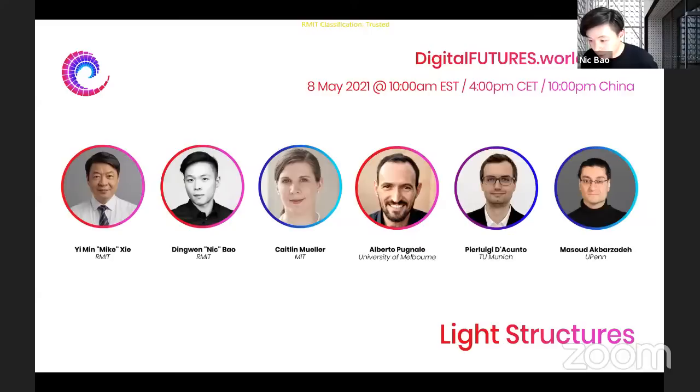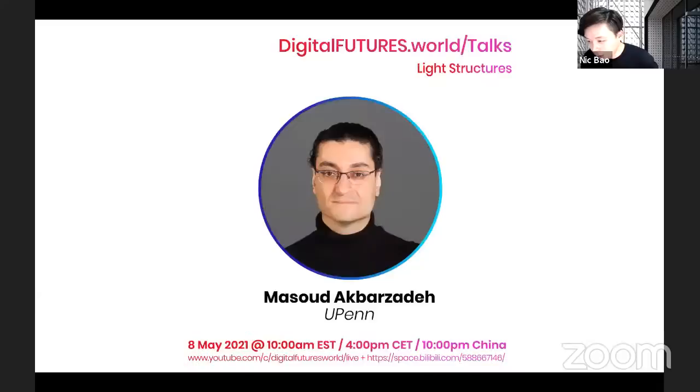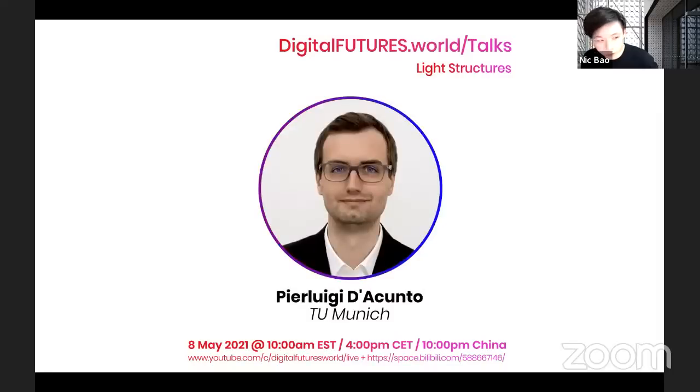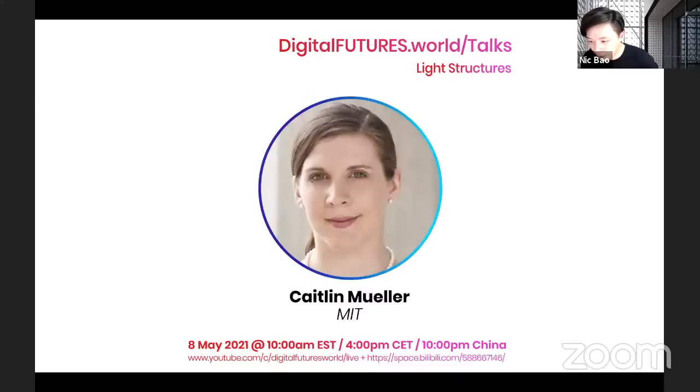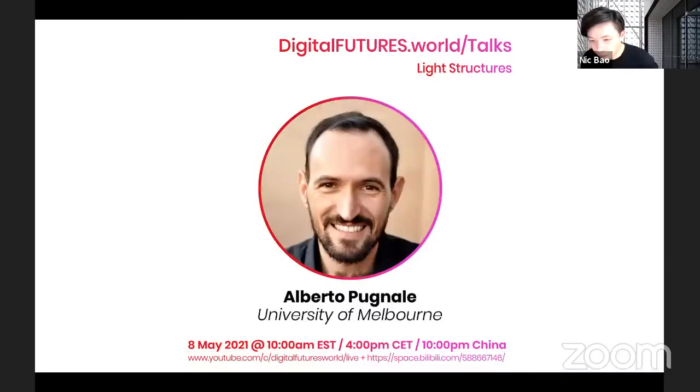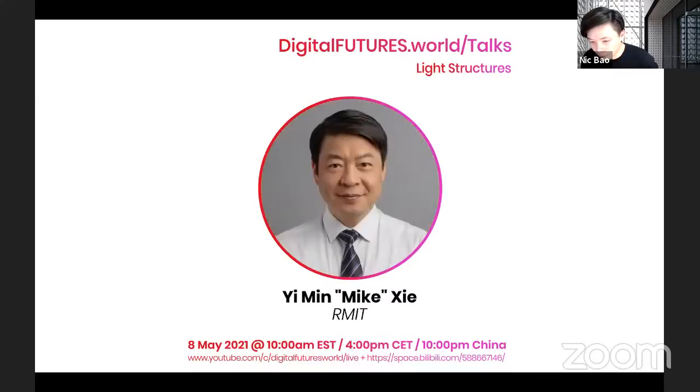This session brings together a group of world-leading architecture and engineering scholars who are experts on computational architecture and structure design methods to discuss these possibilities of improving architecture design quality during the conceptual stage of the design process. So today the panelists are respectively Masoud Akabazet from the University of Pennsylvania, US, Pierluigi Di Accanto from TU Munich, Germany, Caitlin Miller from MIT, US, Alberto Pugnali from the University of Melbourne, and Professor Mike Shear from IMIT University, Australia.